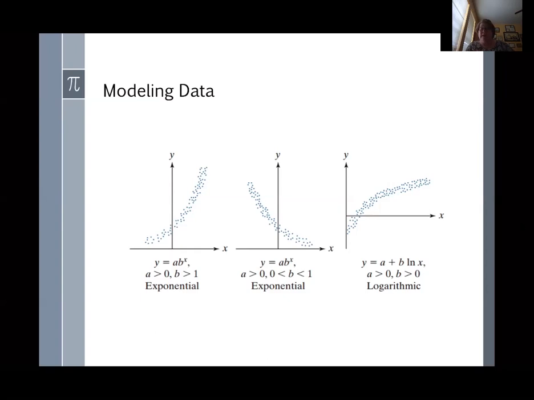So the model is y equals a plus b times the natural log of x. That is the logarithmic model. A has to be greater than 0, as does b, in this type of model. Now we could also have a logarithmic model.